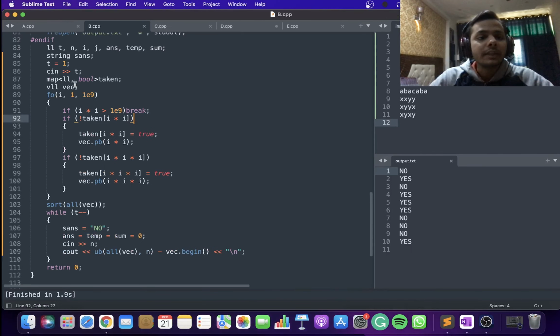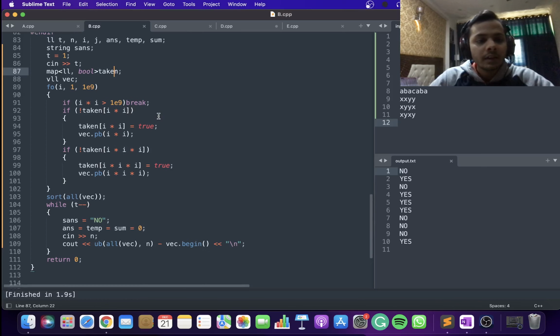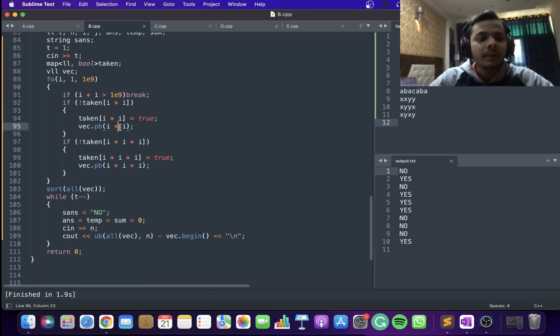And I'm also taking a map taken, where taken of I is true if I have already taken the number I. So if I have not taken I square, then I will insert I square into my vector. And if I have not taken I cube, then I will insert I cube into my vector, and I will do taken of I cube equals true. Here I will do taken of I square equals true.